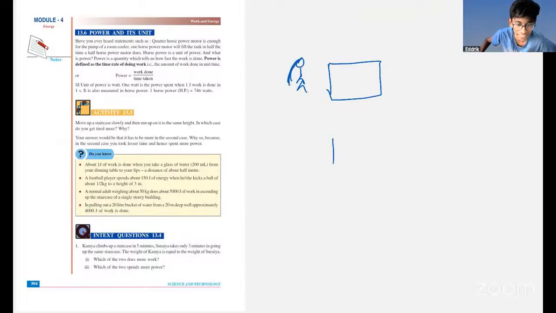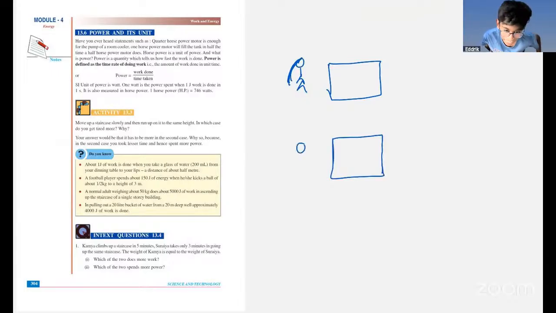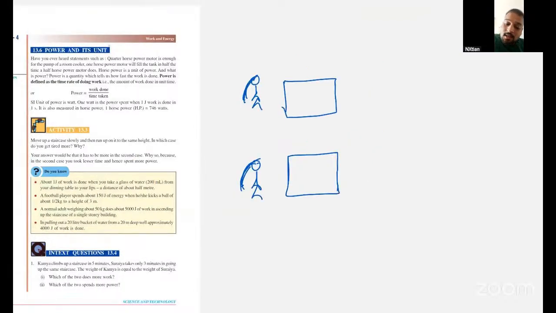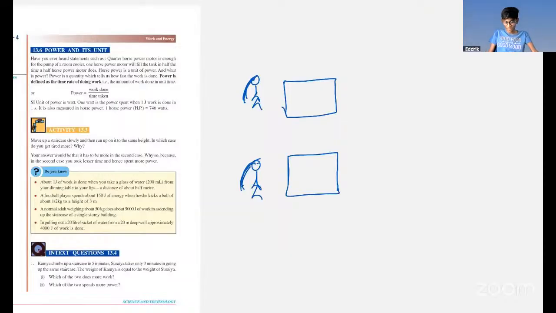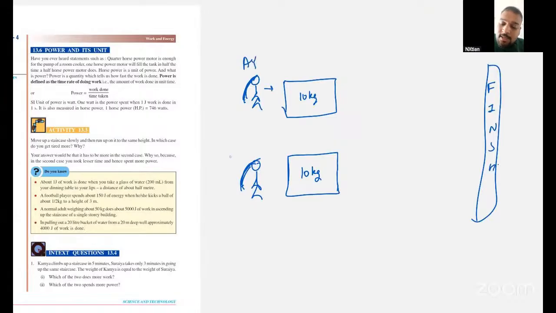And here we have Agatha. So we have Ira and Agatha in our midst, and they both have boxes. For example, this is 10 kg, and this is also 10 kg. Now we have this finish line. Ira is AY, and Agatha is AG.